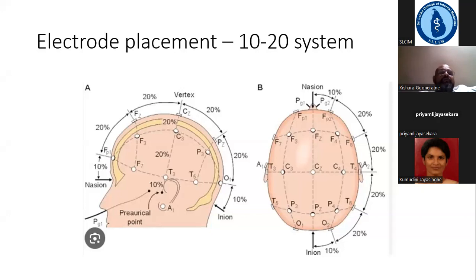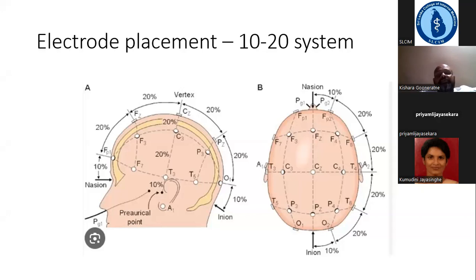Right. So this is the standard 10-20 system, and this is the standard nomenclature that we would generally use. In those days we used to have analog EEGs, which were paper based. Now we have moved on. Most of the centers in Sri Lanka now, at least the state hospitals, use digital EEG, where the analog signals are converted into digital.